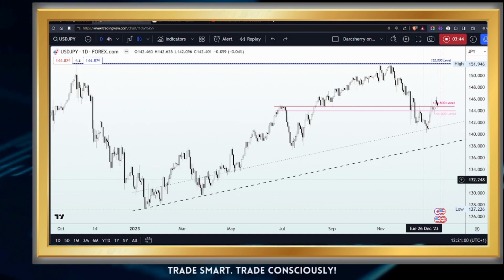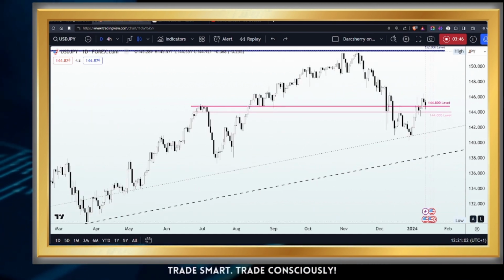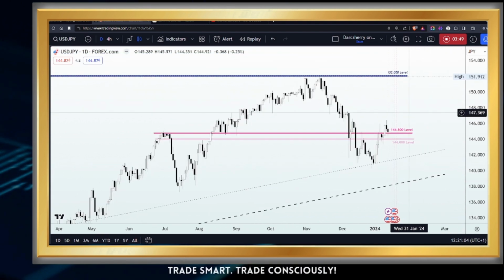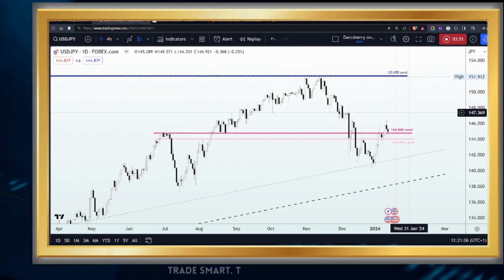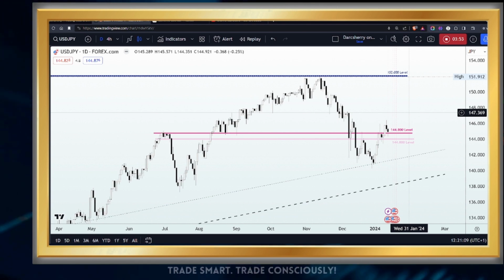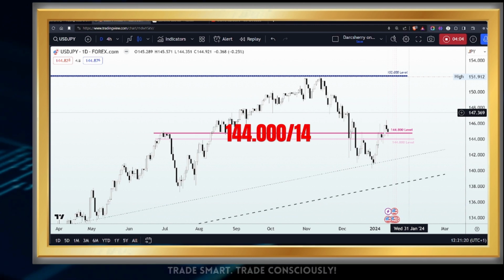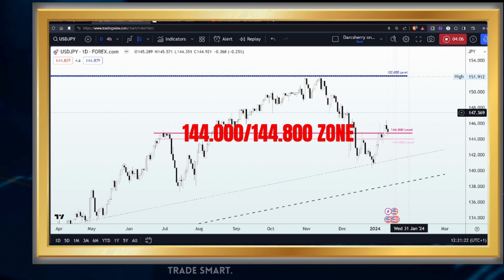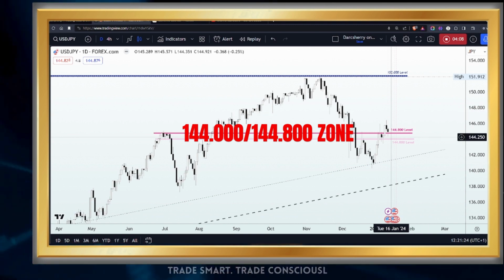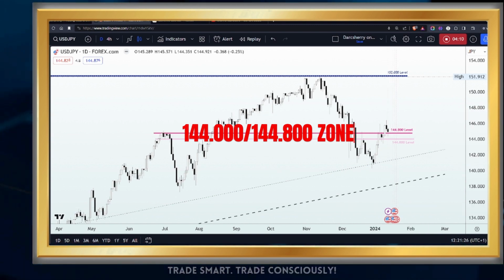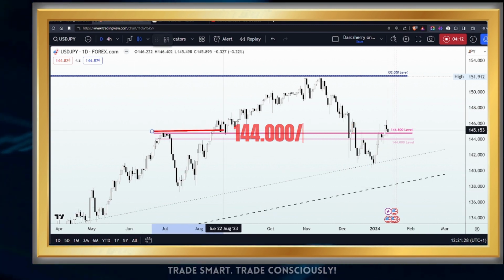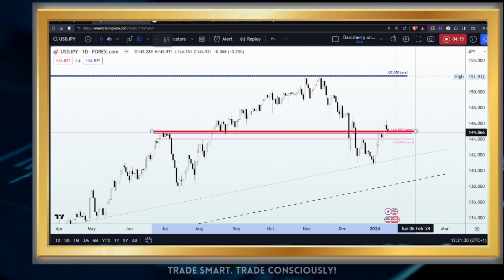Now, in addition to the structures, to make things a little bit easy for us to be able to position ourselves in such a way that we can capitalize on the next move, we have a key level that we shall be using to guide our trading decisions for this week. In fact, I was caught in a dilemma here as we have between the 144.00 level and the 144.800 area as a key zone to look out for in the coming week.